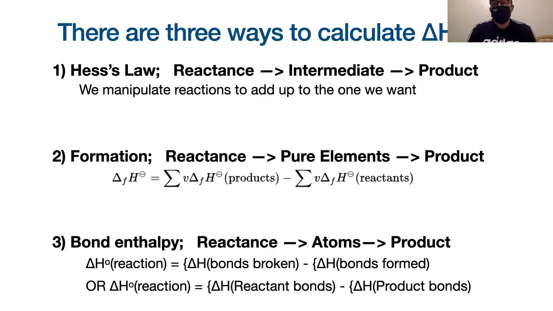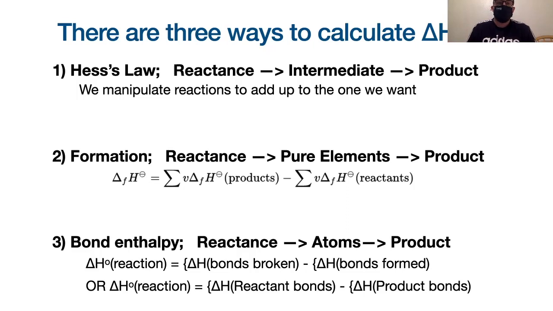So there are 3 ways to calculate delta H. The first one is one that we've done before, we should all be pretty familiar with, which is Hess's law, where we take reactants, we go to intermediates, and we find our products. This is especially common for questions when we're manipulating reactions, when we're flipping them or multiplying them to add up to exactly what we want. This is a really, really precise way to get the delta H of a reaction.